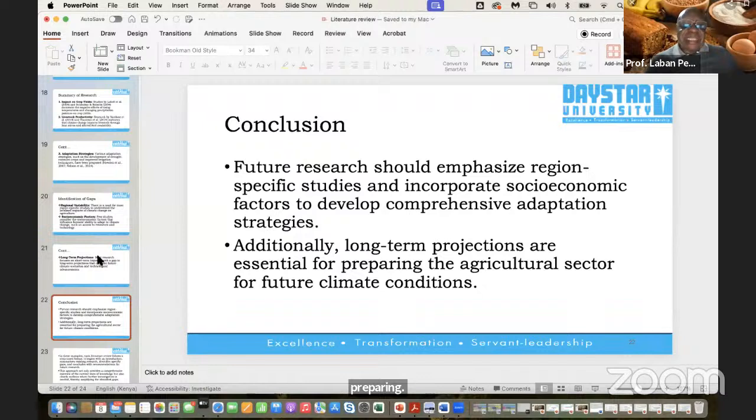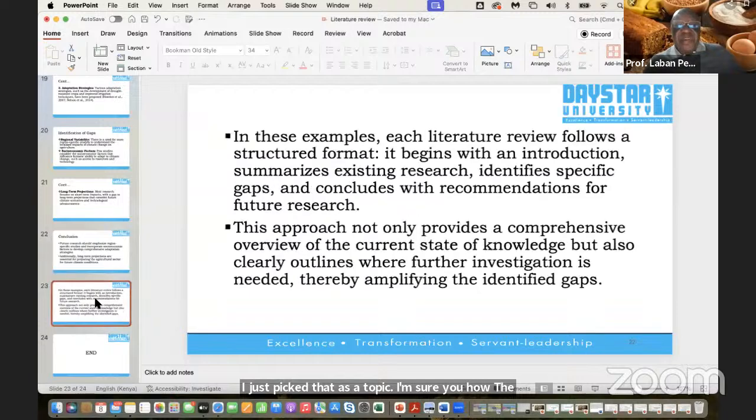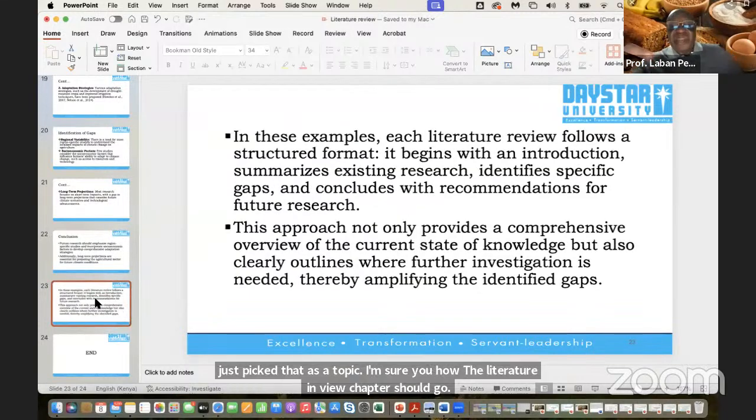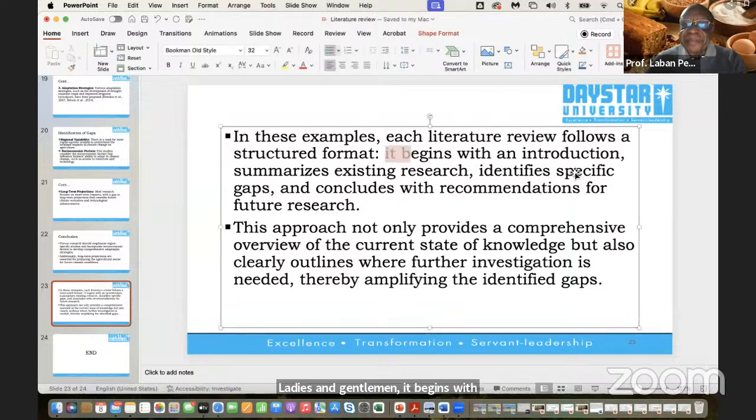I just picked that as a topic and showed you how the literature review chapter should go before I actually pick a study and we walk through it with you. So in conclusion, in these studies, each literature review follows a structured format. Ladies and gentlemen, it begins with an introduction. That one. First thing, introduction. Summarizes existing research.